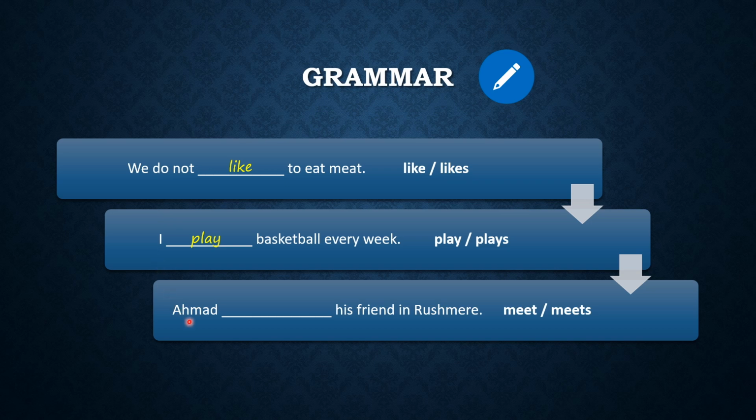Looking now to the third example, we have Ahmed. Ahmed blank his friend in Rushmere. The options we have here are meet and meets. Once again, let's go back to the subject and again, Ahmed. Ahmed is a man or boy's name, so that would be a he. So for he, she and it, we need an S on our verb in the present simple, so it is Ahmed meets his friend in Rushmere.